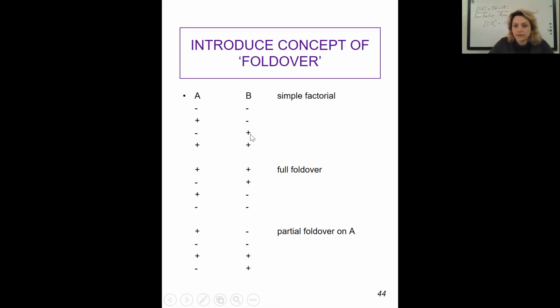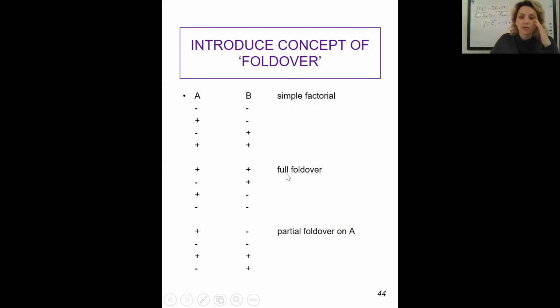And then negative, negative, let's say positive, positive. So we're just talking about the concept of the foldover, and that's all we need to learn for this chapter. So the full foldover is that you would say, okay, for A, whatever negative sign, make it positive. It's like you put a mirror. So here was negative, positive, negative, positive. Here it's going to be positive, negative, positive, negative.